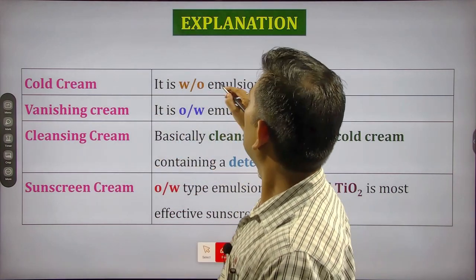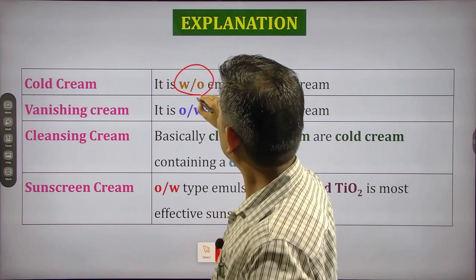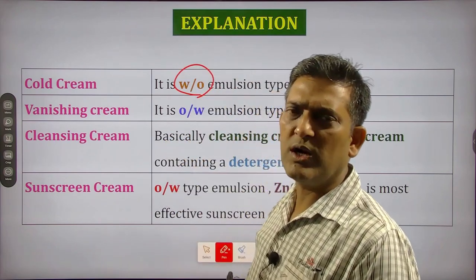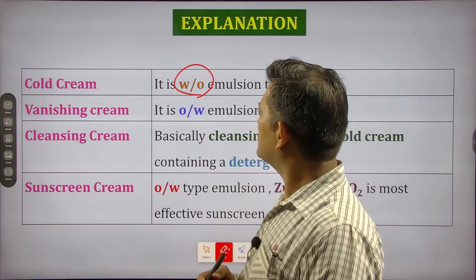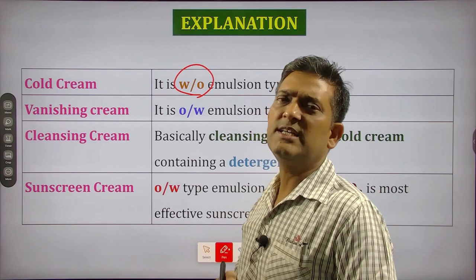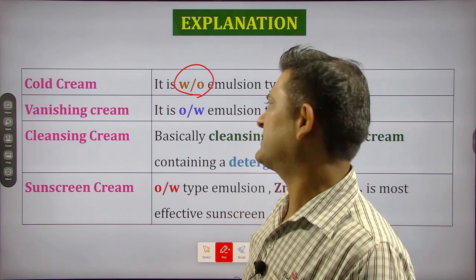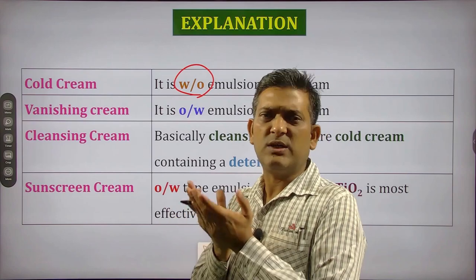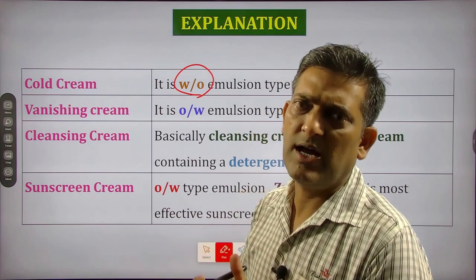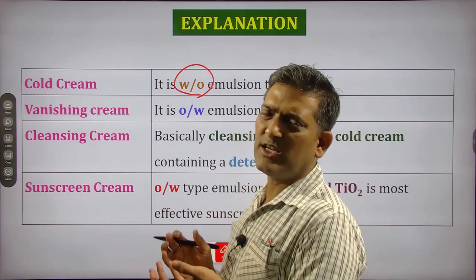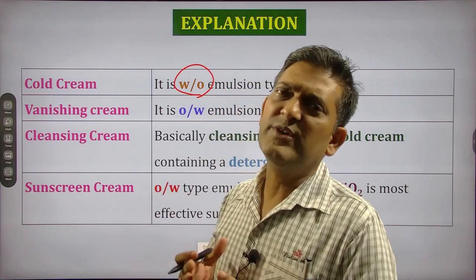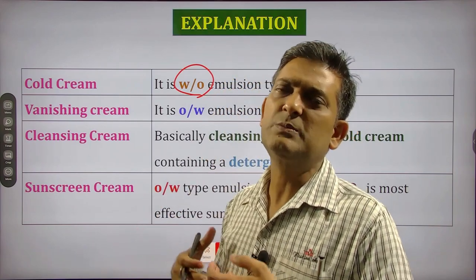Because cold cream, as already discussed earlier, is nothing but W/O, water in oil. Water is the dispersed phase, and oil is the dispersion medium or continuous phase. So in prominent amount, oil is available as the continuous phase. And in cold cream, water is available in a very small amount and is the dispersed phase.